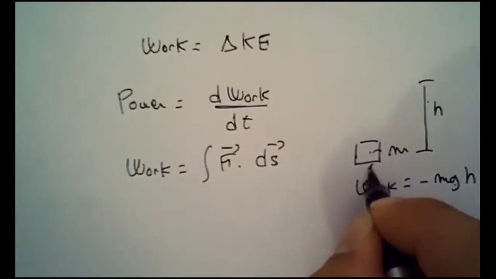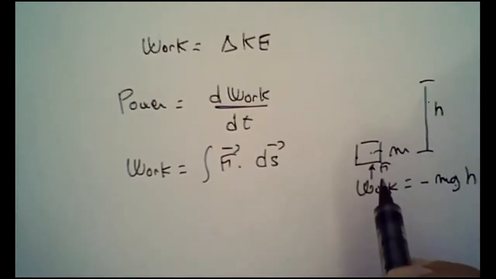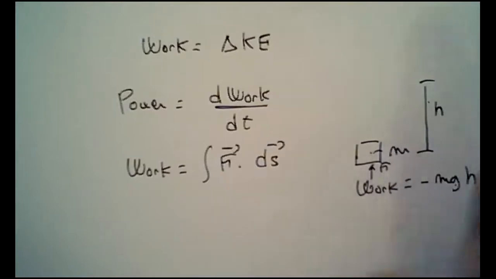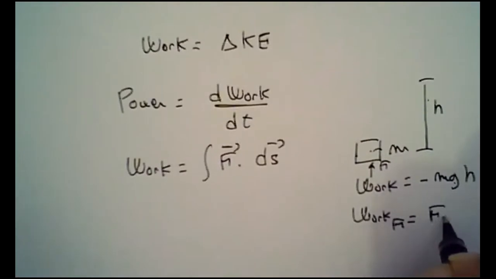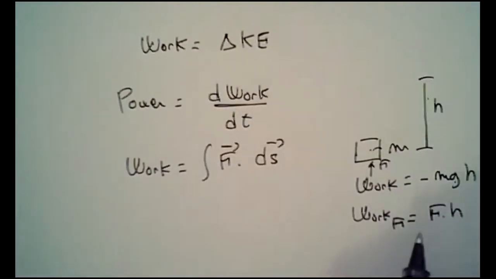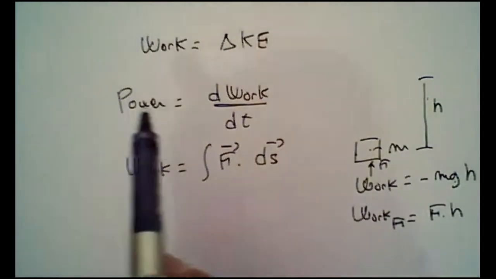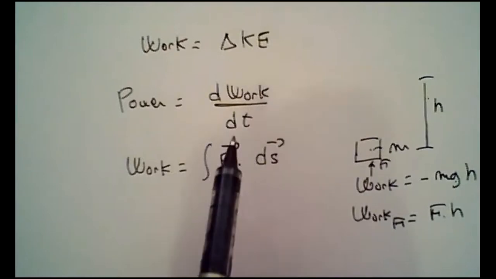If I had a force that was also applied on that object as it moved that distance, then the work of that force F is going to be equal to F times h, right? So work is associated with a given force. And now we want to look into the power of a given force, all right? So power is basically the rate of change of work with respect to time.